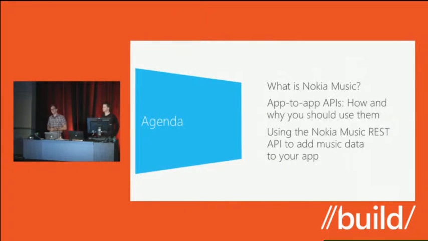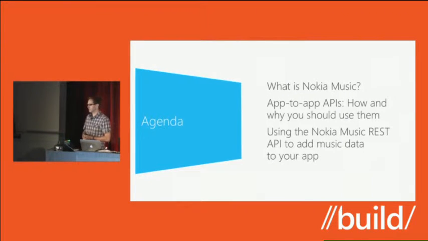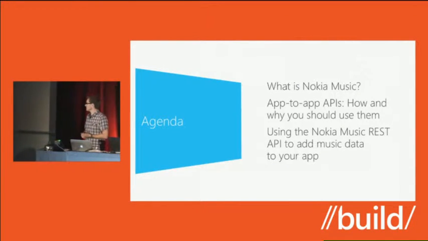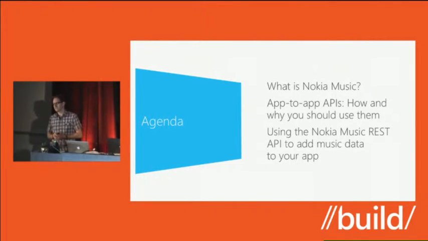So the agenda, first thing we're going to do is show you what Nokia Music is, and then we're going to go on to talk about app-to-app APIs, why you should use them, how you can use them within your app, and finally we're going to go on and show you the Nokia Music REST API, so showing you how easy it is to get music data into your app.